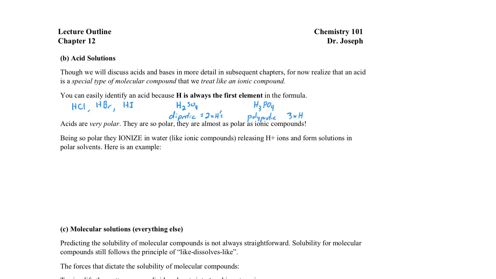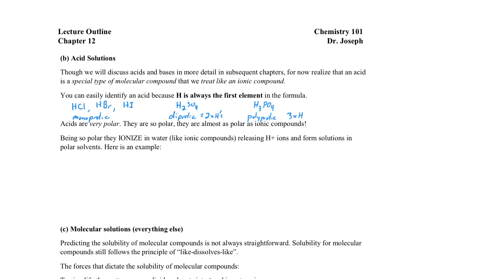Now, if diprotic acids have 2 protons and polyprotic or triprotic acids have 3 protons or more, what would we refer to these molecules in the beginning here, HCl, HBr, and HI? Well, that's right, we would call them monoprotic acids.